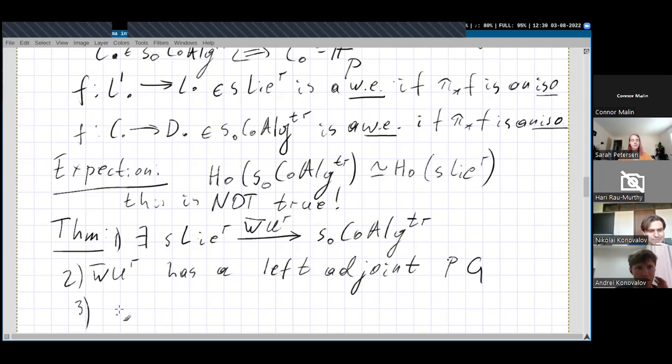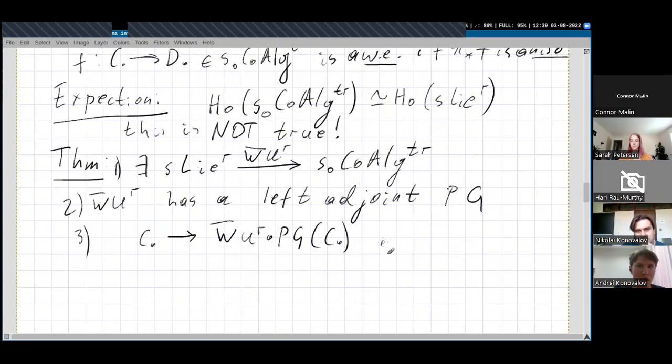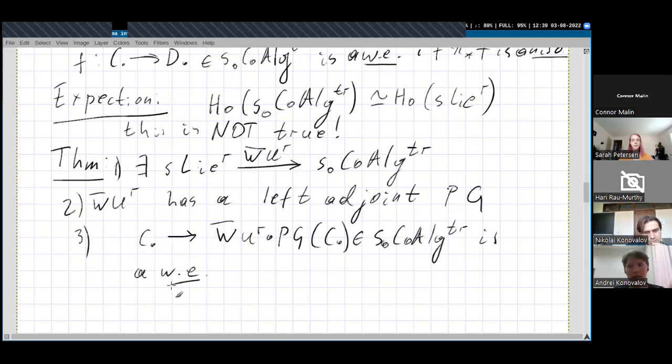And the unit map from C bar to U R G is a weak equivalence. So this map is in simplicial algebras. This is what is true. So there is a functor between these characters. This functor has a left adjoint, and the unit map is a weak equivalence. So in order for the expectation to be true, I also need the counit map to be a weak equivalence, but this is not true, unfortunately.